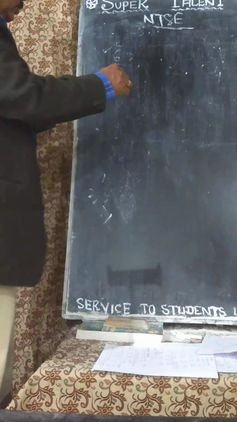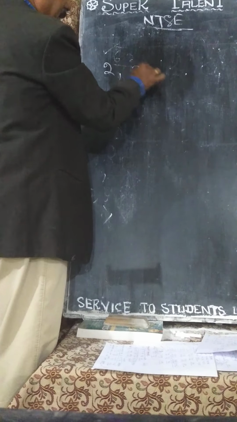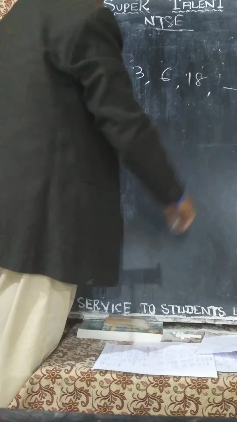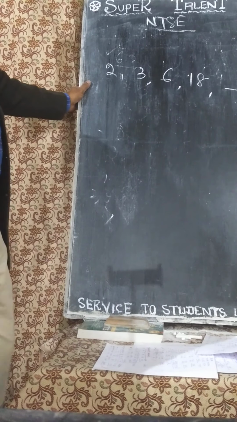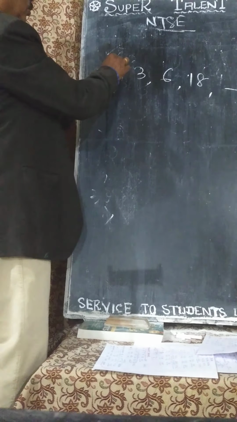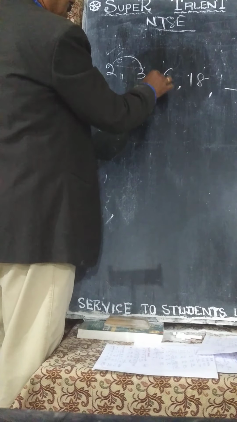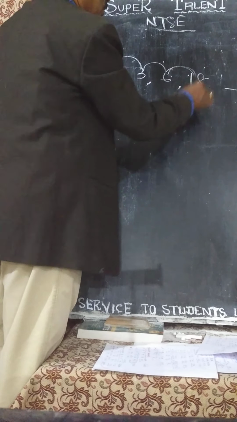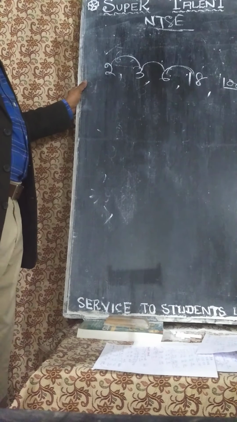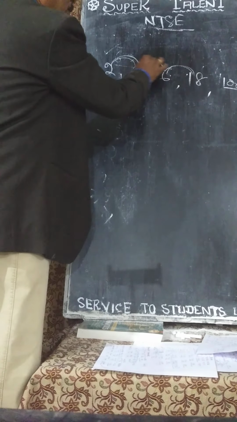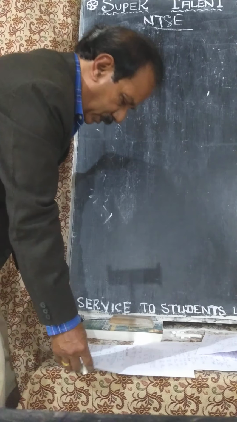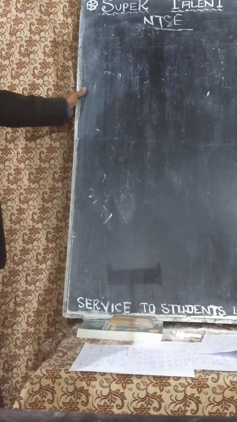So next, one more is, suppose 2, 3, tell me, 6, 18, then tell the answer. Right? You can find out clues. That is 2, 3: 2 into 3 is 6, 3 into 6 is 18, 18 into 6 is 108. Right? So this is the cumulative multiplication. Like this, a lot of questions you can get by this process.